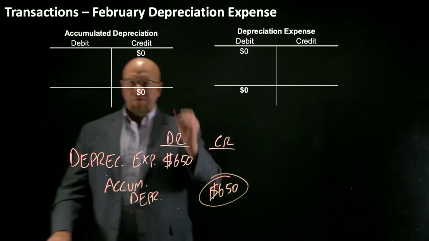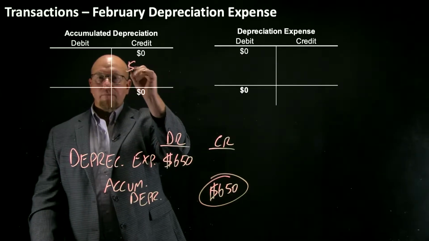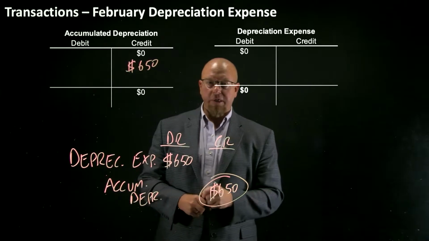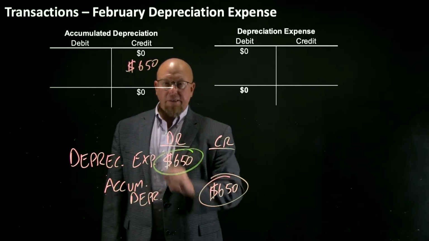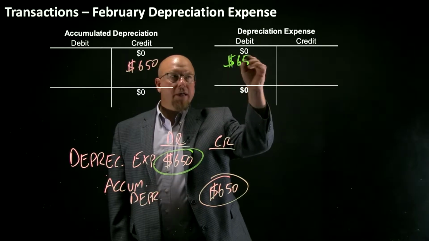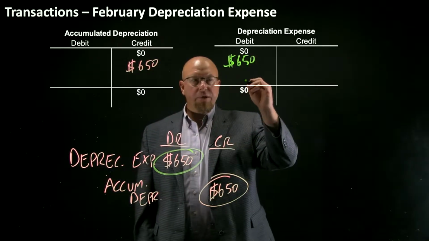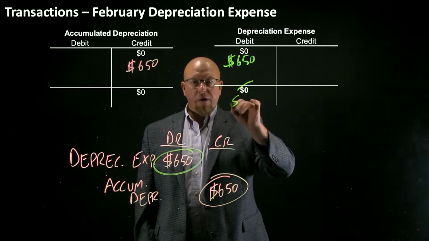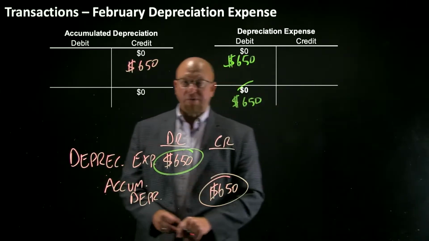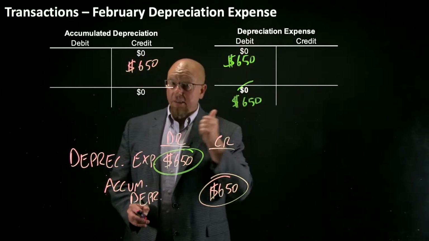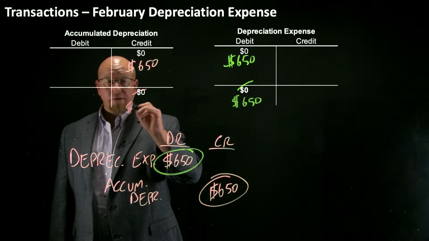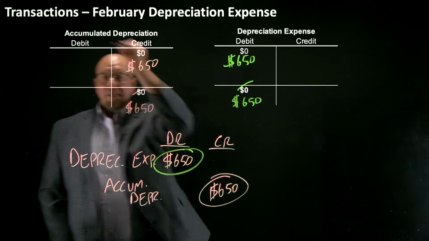So we take the $650 credit entry from the journal entry and let's post it to the T account for accumulated depreciation. Take the $650 of depreciation expense, post that to the T account for the month for depreciation expense. Now for the month of February, depreciation expense will be $650. It's a debit balance, that's normal. Accumulated depreciation will be $650. That's a credit balance, and that is normal.